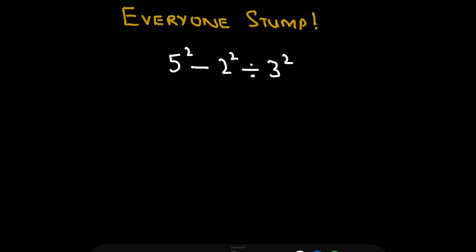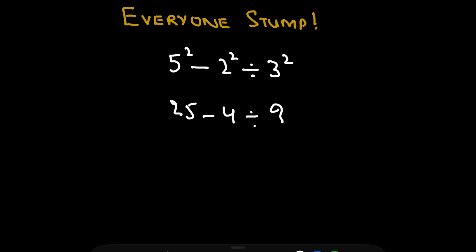Today we are discussing an example based on order of operations and PEMDAS. Here you can see every step in this question. First we simplify the exponent. 5 squared is 25, so here we write the 25, minus 2 to the 4, here we write the 4, divided by 3 to the power 2, which is 9.